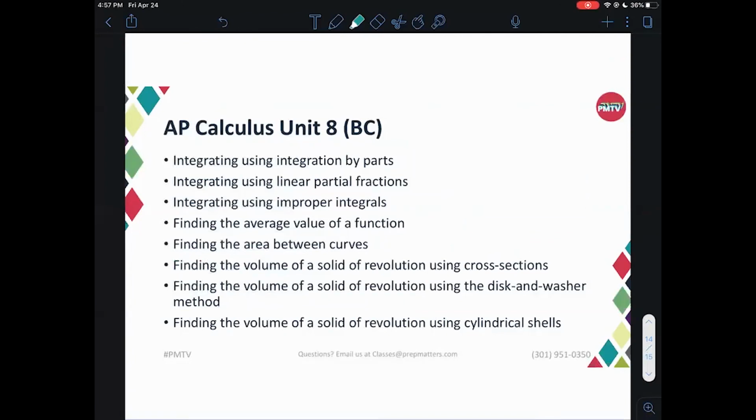So then those are all of your pieces here for AP Calculus Unit 8, the material that this year is all entirely BC material. Those quick integration kind of skills, integration by parts, linear partial fractions, and improper integrals, and then the keys with area and volume, the conceptualizing of area between two curves and then volume of a solid of revolution.